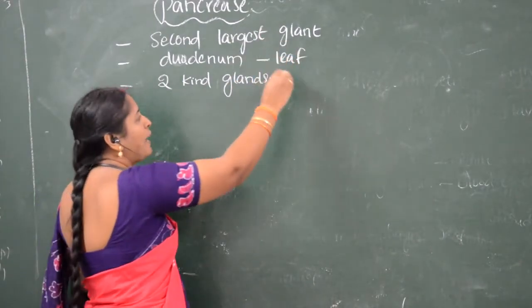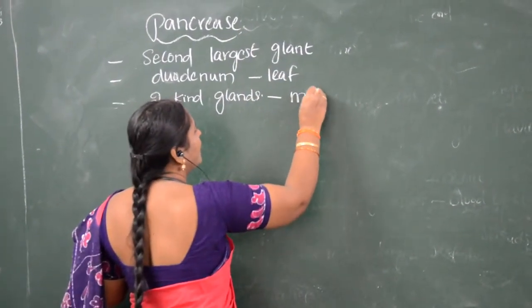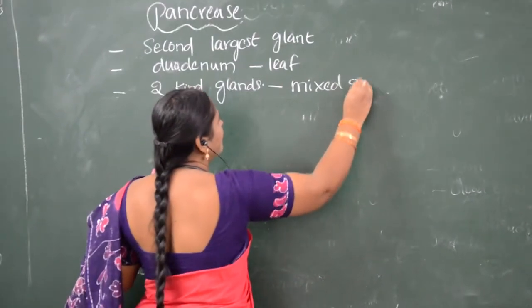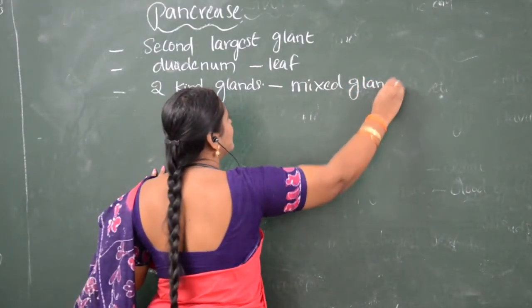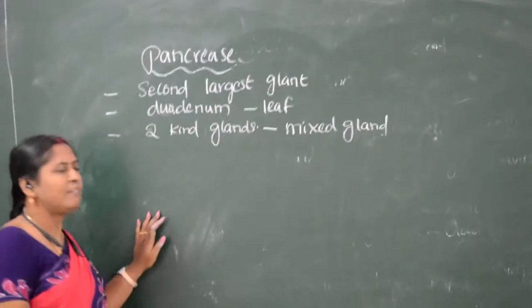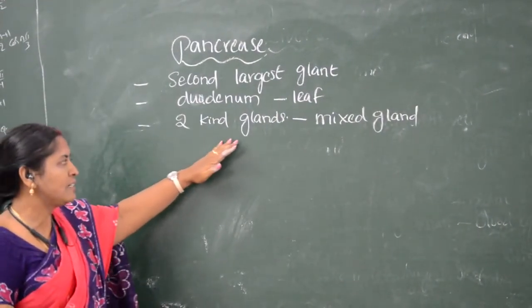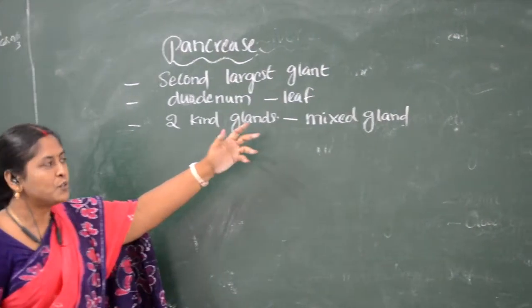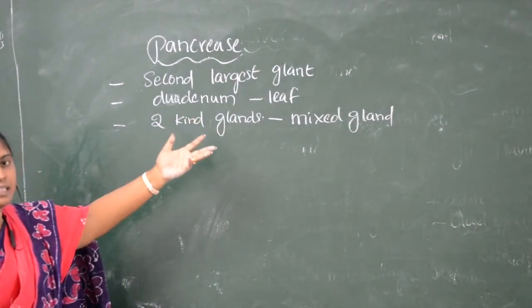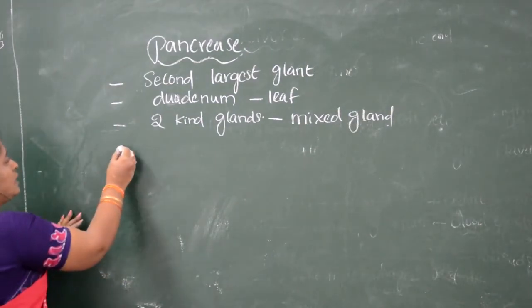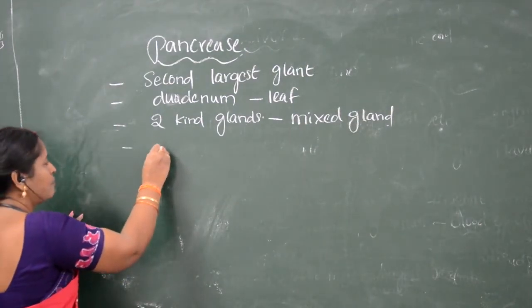We are calling the pancreas a mixed gland. Why are we calling the pancreas a mixed gland? Because two kinds of glands are present in the pancreas, so we call it a mixed gland. What are the two kinds of glands?